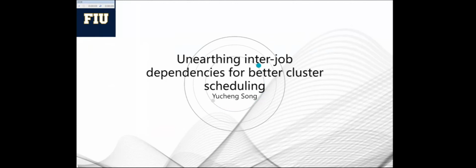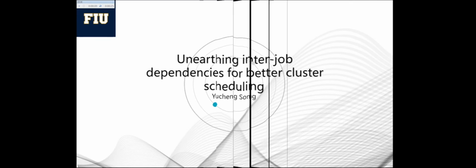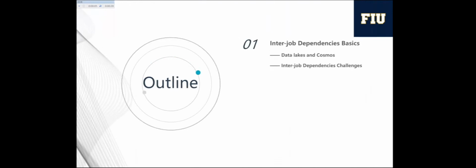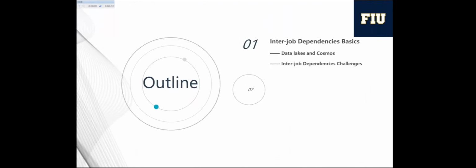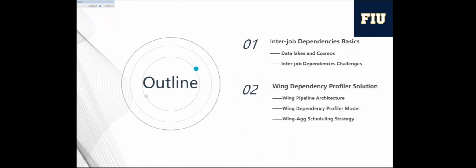I'm Yu Cheng Song, a graduate student in computer engineering at FIU. Today, the topic of my presentation is unearthing interjob dependencies for better cluster scheduling. I will introduce our topic from basic interjob dependency background knowledge, to the process of establishing a Wing dependency profiler model, to the actual meaning of this model, and show everyone the charm of data cluster scheduling.